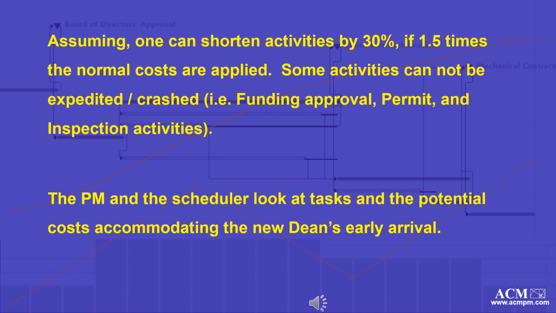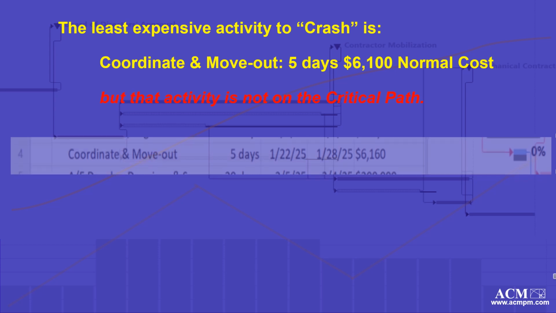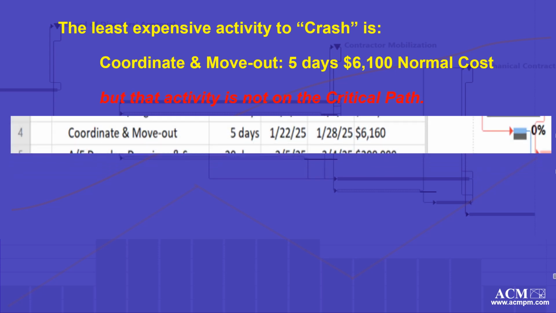This predictive analysis tool is not press the magic button. It requires a cost-loaded schedule and analysis of activities and their costs in conjunction with the schedule's critical path. Focusing on total cost management, looking at the critical path and costs to crash, the least expensive activity to crash is coordinate and move out. 5 days at $6,100 normal cost, but that activity is not on the critical path.